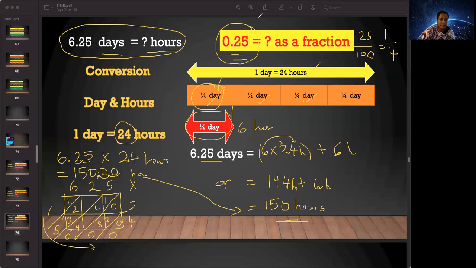So guys, that is how you convert fractions or decimals of time which are more than 1.